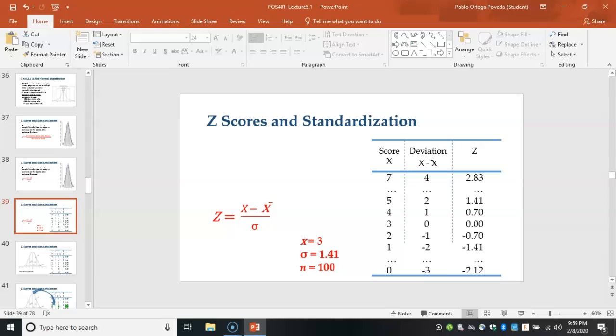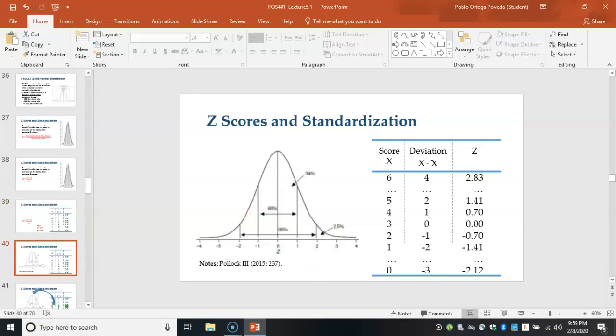If you have a value of 3, for example, there's not going to be deviation from the mean, and the C value is going to be 0. And if you have a value of 0, the deviation from the mean will be minus 3, and the C value is going to be minus 2. Okay, so what does it mean?